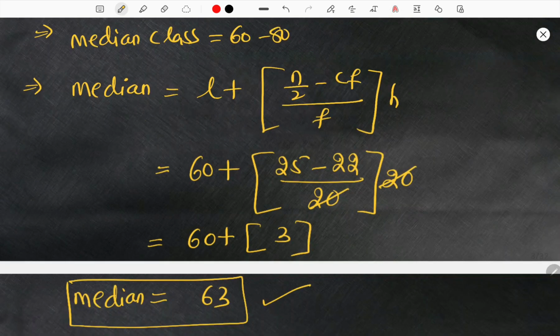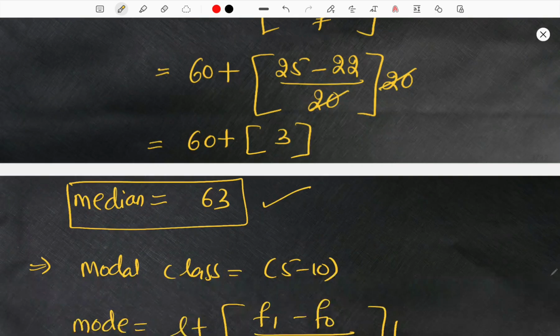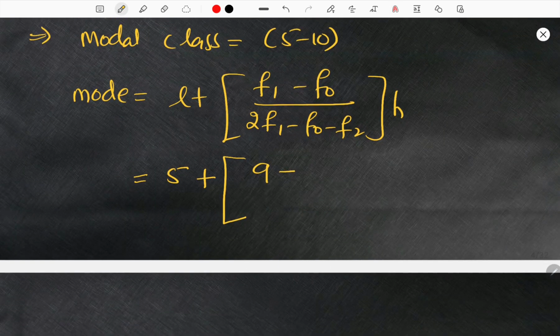So let us substitute 9 here. Alright, 9 minus F0. F0 means frequency of the class before the modal class. What is there before the modal class? Modal class is 5 to 10. Before that 0 to 5 is there. That's why the frequency becomes 8. So I will write it as 8.